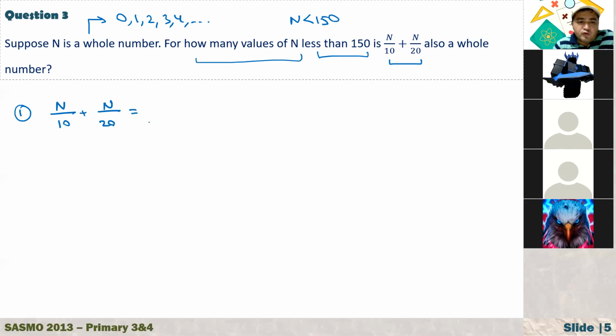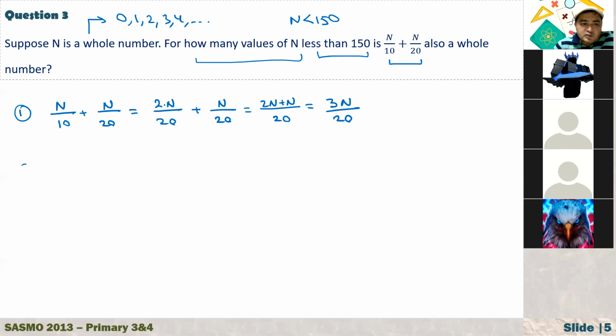And how do we add two fractions? We need to bring them to a common denominator. What is the common denominator? It is 20. So I can write it as 2 times n over 20, because 2 times 10 is 20. 2 times n is 2n. Plus here we have n over 20. Now denominators are the same. I just draw a single fraction. And here we have 2n plus n. What is 2n plus n? That's just 3 times n over 20.